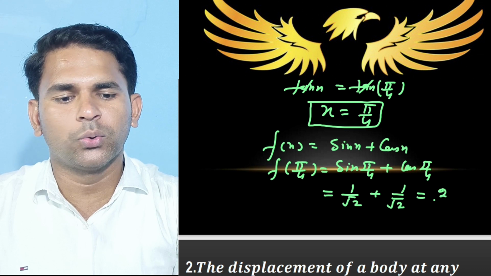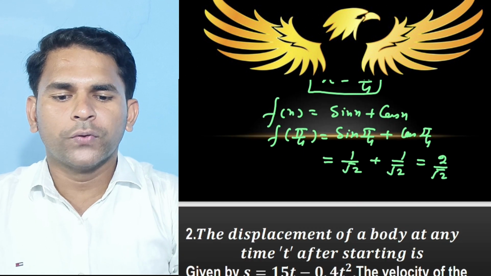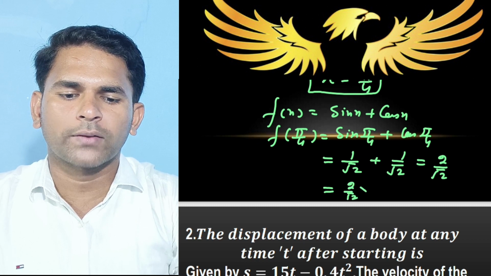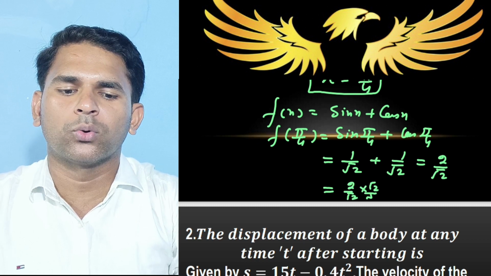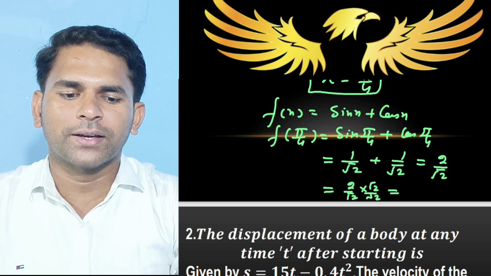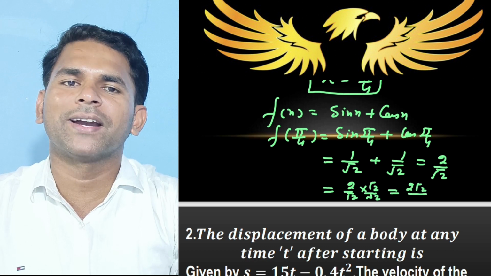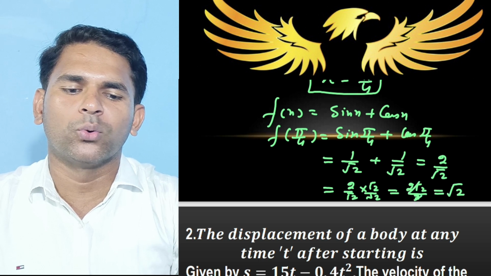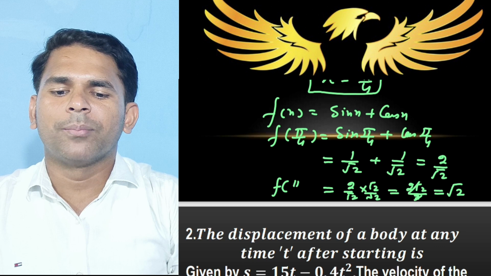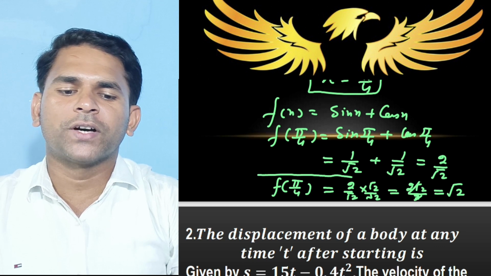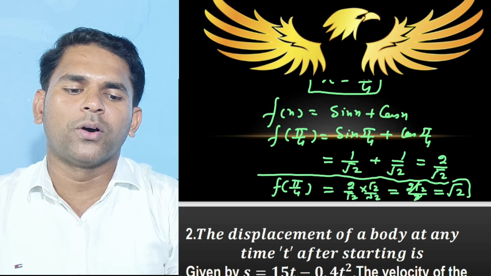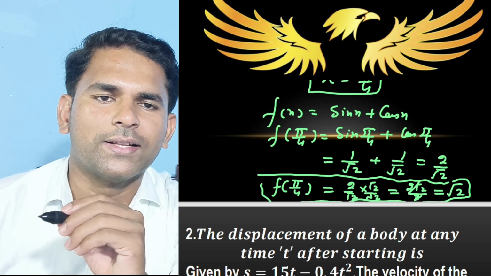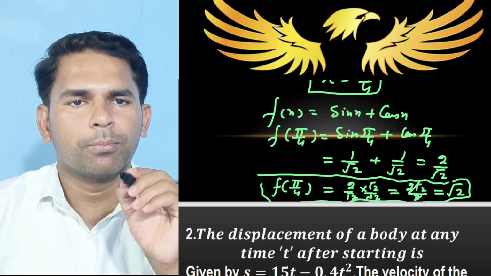It means finally 2 upon root 2. We can rationalize this value, 2 upon root 2. Rationalize means multiply and divide by root 2. So finally we get 2 root 2 divided by 2. The 2 will cancel, so finally we get root 2. It means the maximum value of this function will be equal to only root 2. So this is the final answer of this given problem.